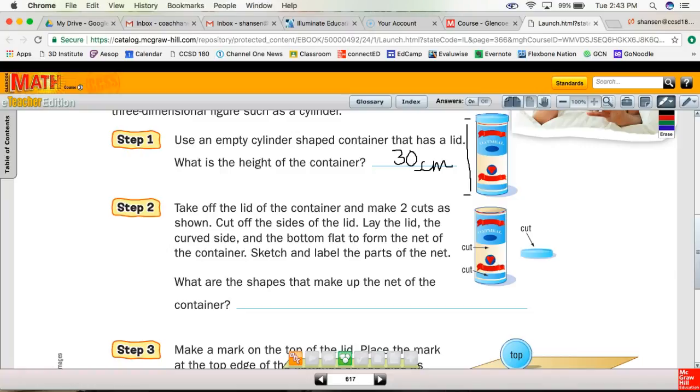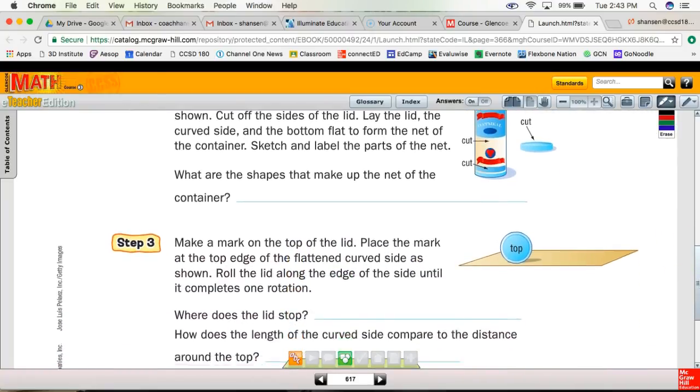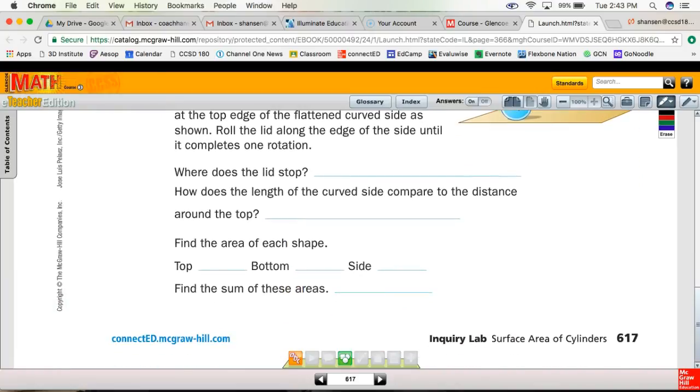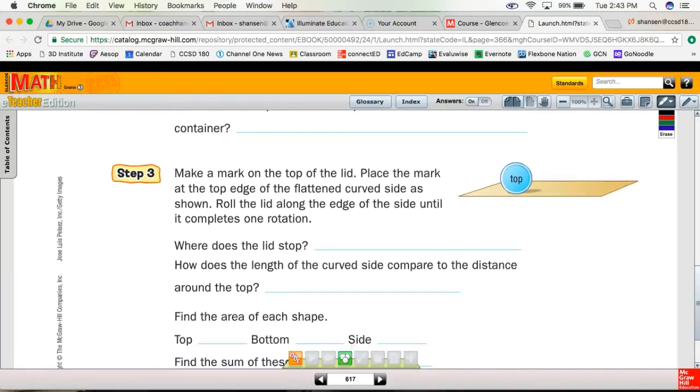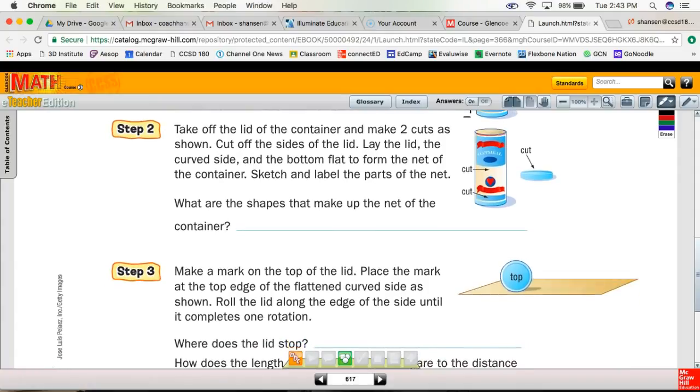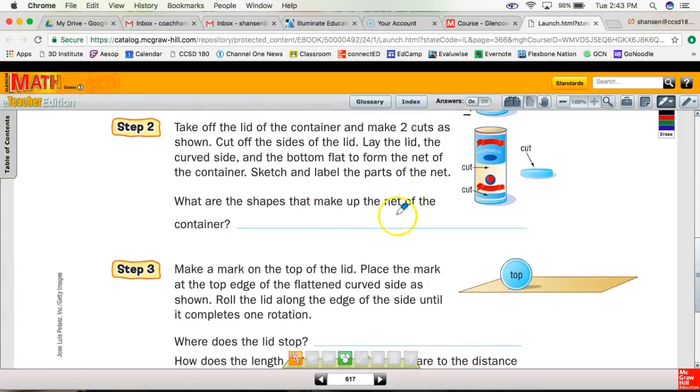So here's what would happen. Let's imagine that we take the lid off, cut the circle out from the bottom, and then make one cut vertically here so that you can roll out the cylinder shape and make it flat. So what are the shapes that make up the net of the container? You should have the top that came off and then the bottom that came off, so you get another circle right there, the top and the bottom.